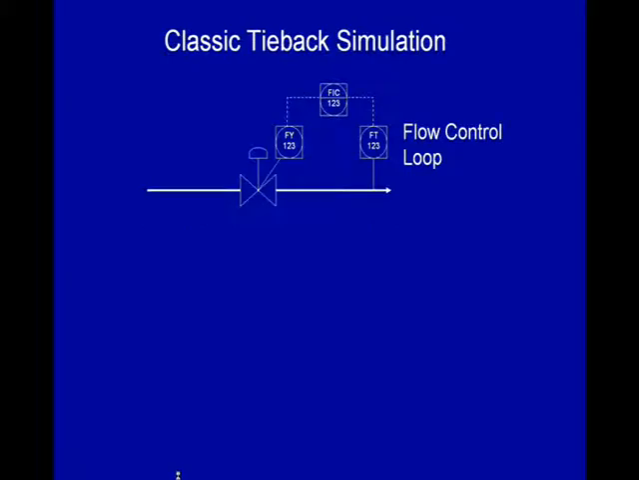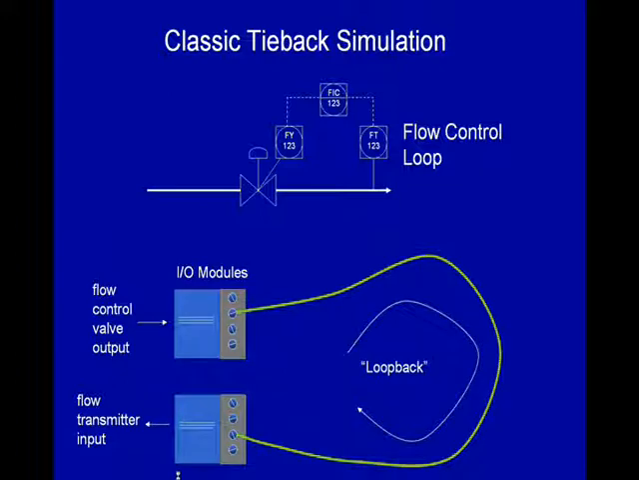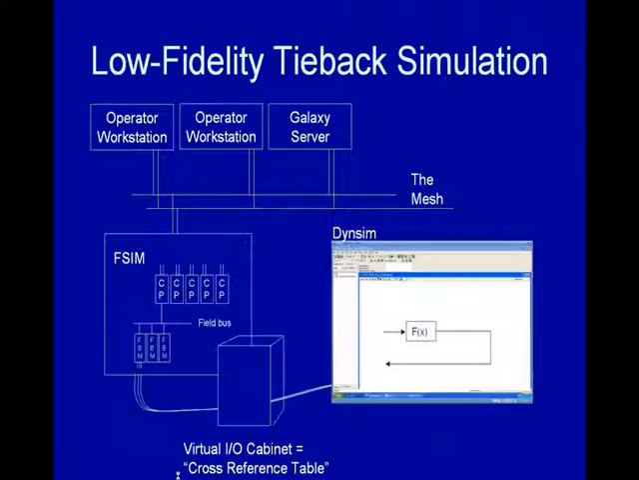Tieback simulation gets its name from fully staged hardware testing. In this example, a simple flow control loop can be tested in the factory by taking a wire from the controller output and looping it back to the controller input. Thus, when the output moves, the feedback responds and demonstrates that the loop is tied off. We can accomplish the same testing, without hardware, by using the virtual control system connected to a simplified plant model.